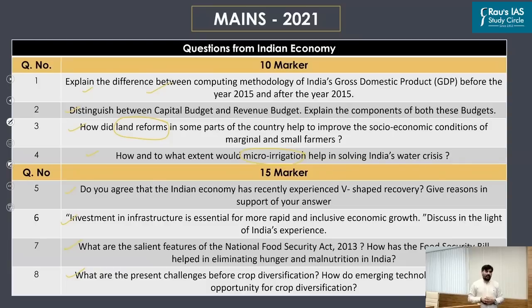Thirdly, as I said, there are some questions which are directly motivated from current affairs. To prepare for these topics, whenever you come across any current affairs related topic, don't focus only on the current affairs. Link the current affairs to the core part of your syllabus. That is the best way to prepare for the UPSC mains examination.